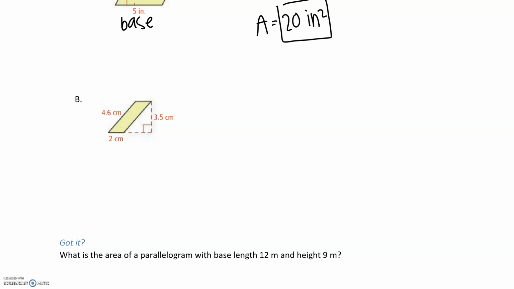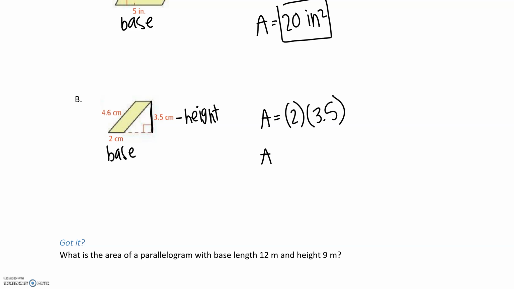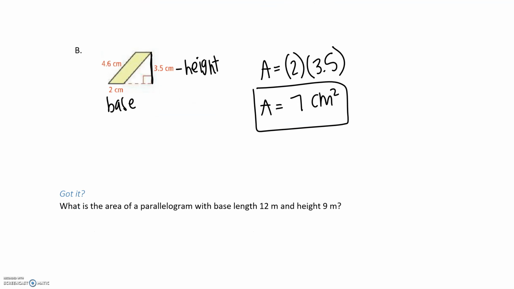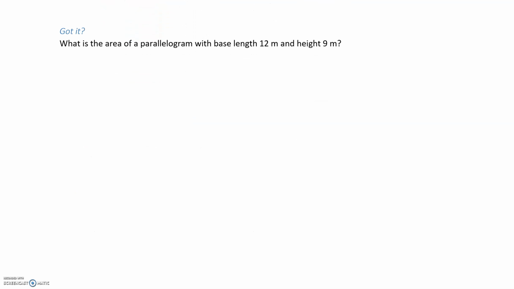Okay? Down here, the first thing you should be looking for is your altitude. So your altitude is going to be on the outside of this parallelogram right here. So this is going to be our height, which means that this bottom right here, this 2, is going to be our base. Okay, so we have area equals our base, which is 2, times our height, which is that 3.5, which means our area is going to be 7 centimeters squared. Area squarea.